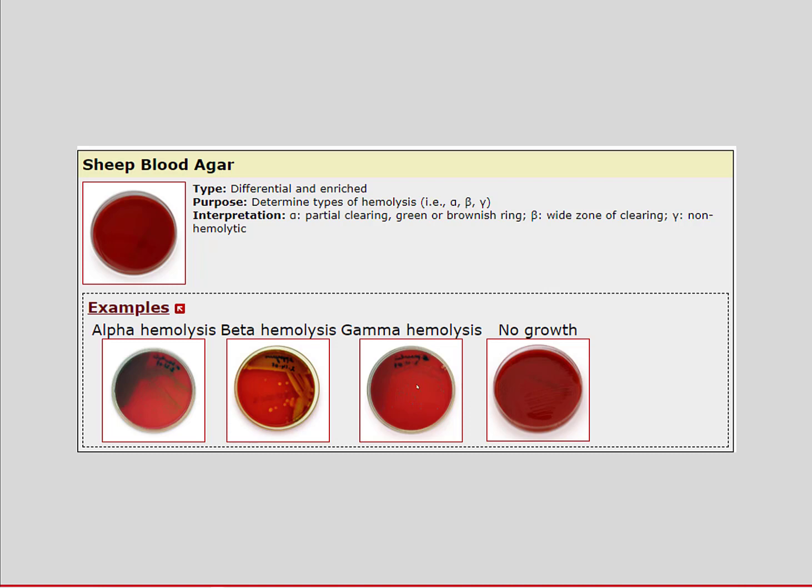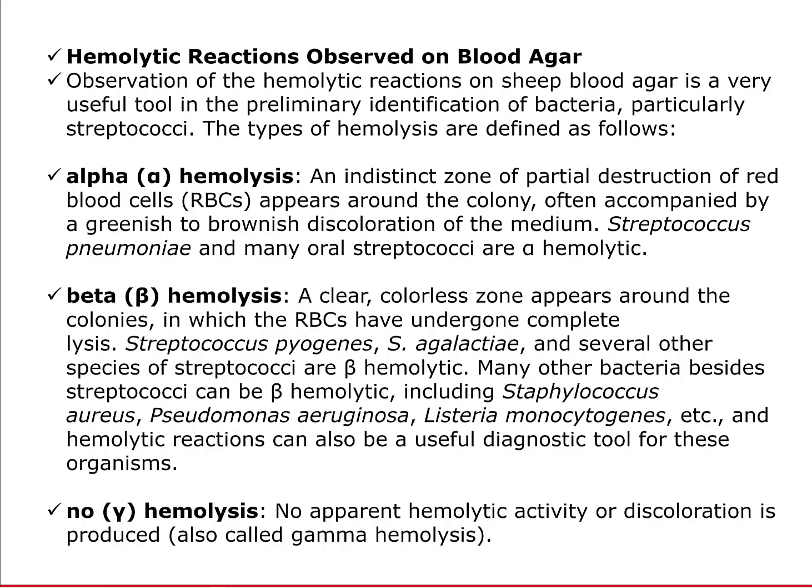So the types of hemolysis, this will be the last thing I cover for this section. Hemolytic reactions observed on blood agar. We see certain reactions. Now it doesn't have to be sheep. It could be all sorts. It could be cow blood or bovine. It could be ovine, ovine is sheep. It could be canine, whatever. The blood is blood for the most part, and it's useful for primary identification, or what I'd say, a presumptive identification of bacteria, particularly Streptococcus, because of types of hemolysis.